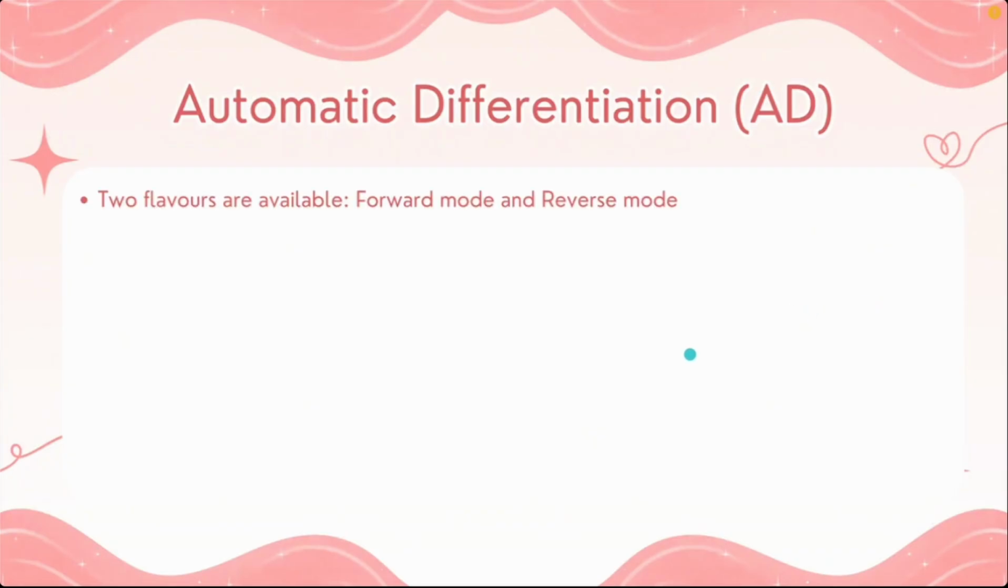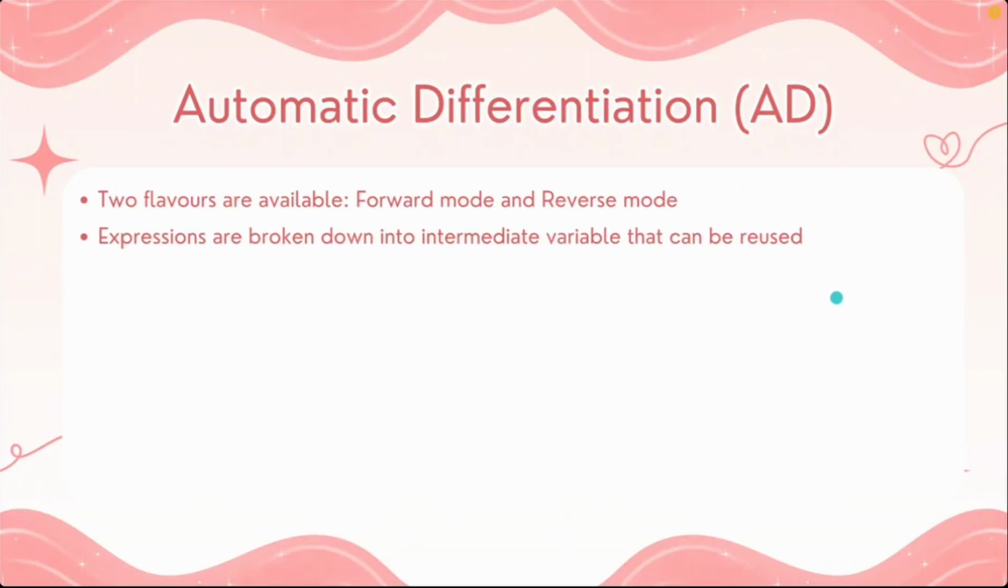So there are two flavors available for AD. One is called forward mode, one is called reverse mode. In the forward mode, you can basically say it is a kind of symbolic differentiation only, but in the sense that the equation is broken down into multiple intermediate expressions, and they are organized in such a way that they can be reused. So this basically fixes one problem of symbolic differentiation, and an evaluation trace is created.